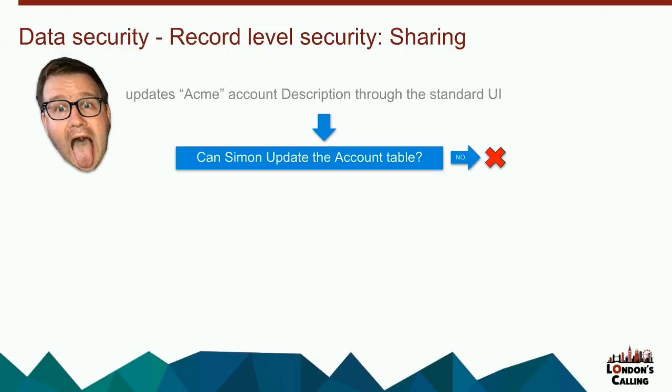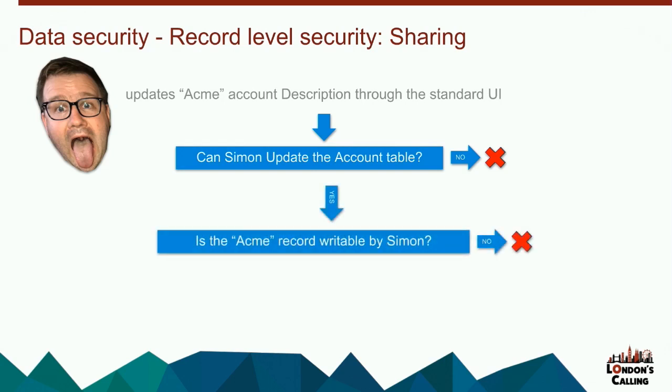What about if we continue with our example? Let's say that Salesforce has determined that Simon has update access over the account table. The next step will be to check if the ACME record is readable by Simon. This is known as the record level security or sharing.